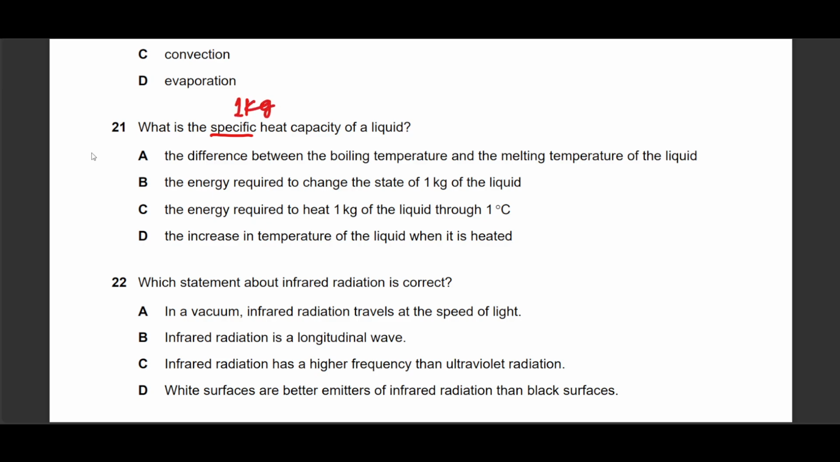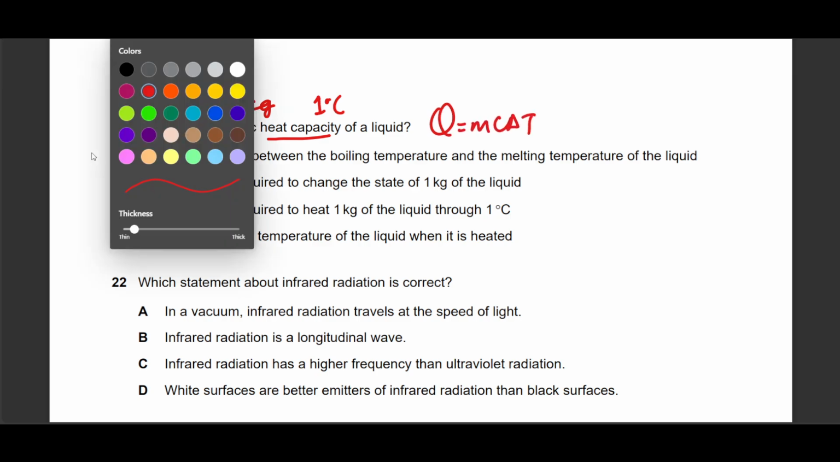At least 1 kg will be a part of the definition. And since it's the heat capacity, there will be 1 degree centigrade of change as well. So this is going to be Q equals MC delta T. We're looking for something like that.